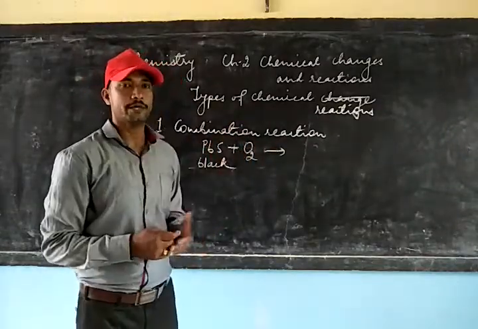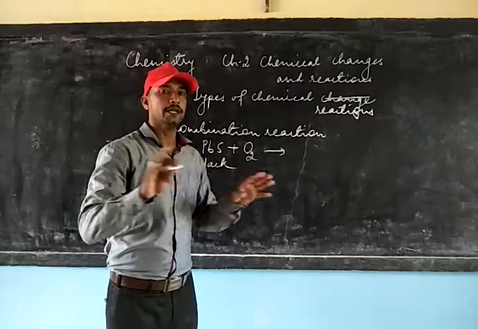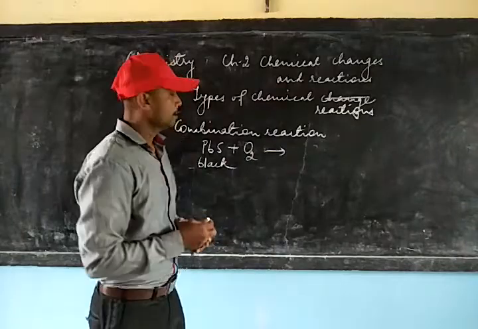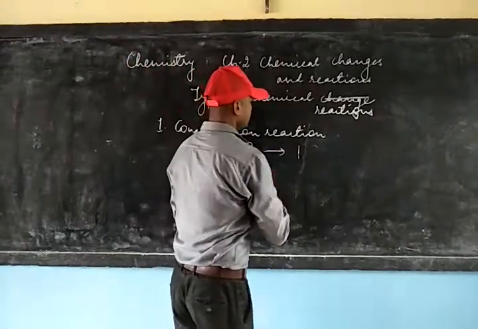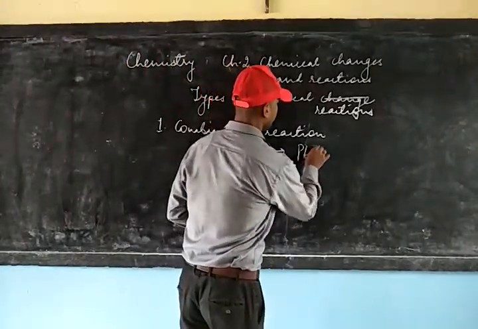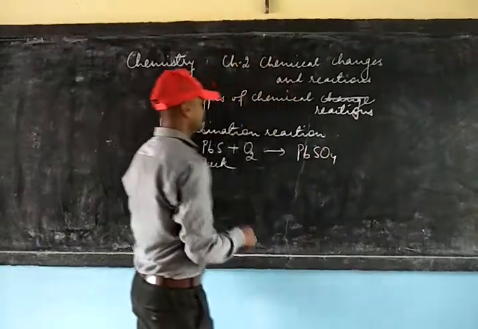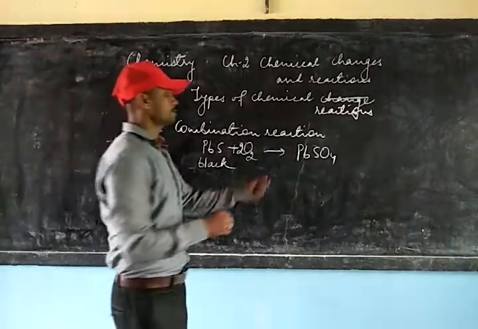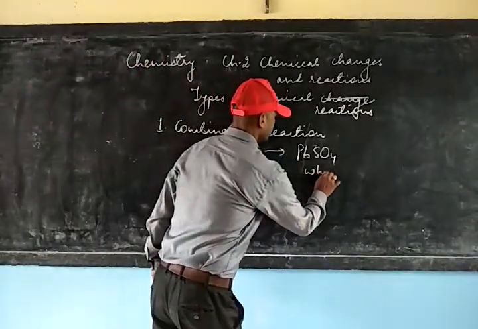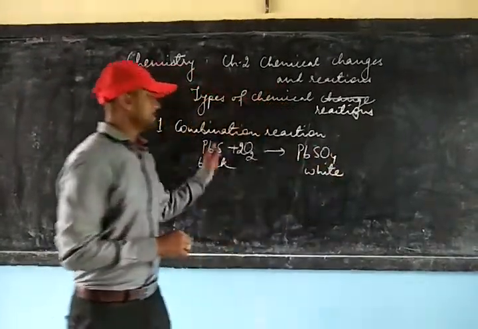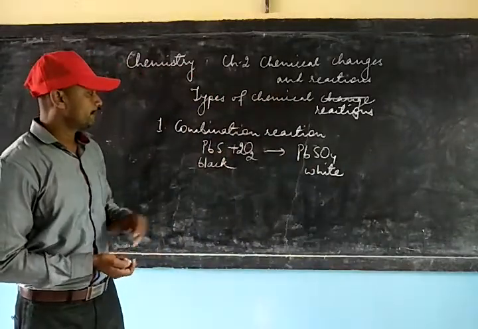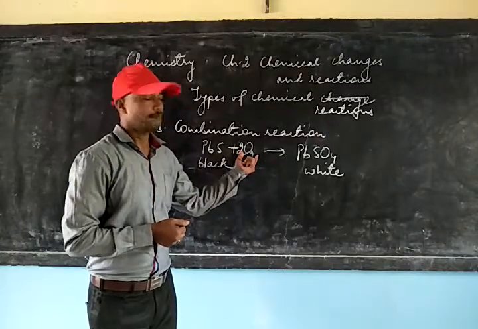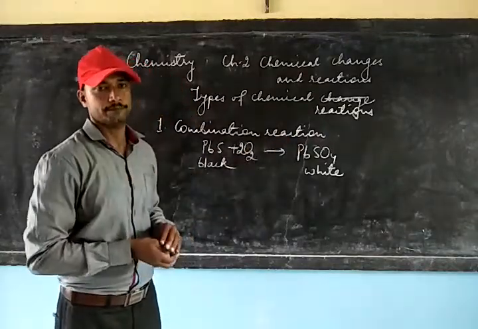gives you a new product where you will find the color entirely changes because of the formation of a new product, and the product here will be lead sulfate, which is PbSO4. We can balance it by putting 2 here, and the color of this product is white. So it is clear from this reaction that one compound is reacting with one element, but the product here is only one.